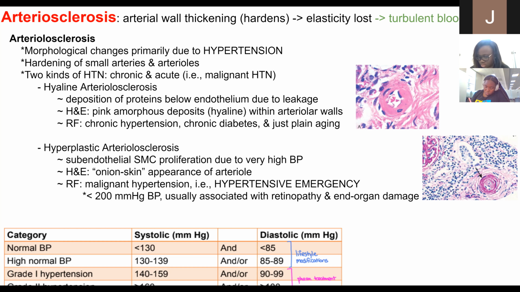Basically, what ends up happening is you have this huge blood pressure change in your arterioles, and the only way that arteriole knows how to handle itself is to make more smooth muscle cells to try and contain this. But as we know, that's not really going to help, because it's going to harden it, and that's going to make the blood flow even more turbulent. So it's a super big emergency.